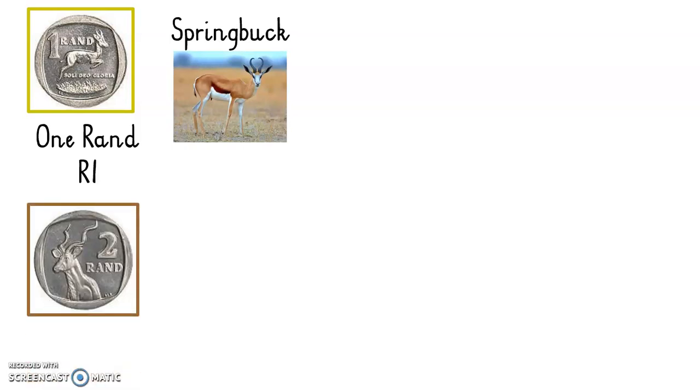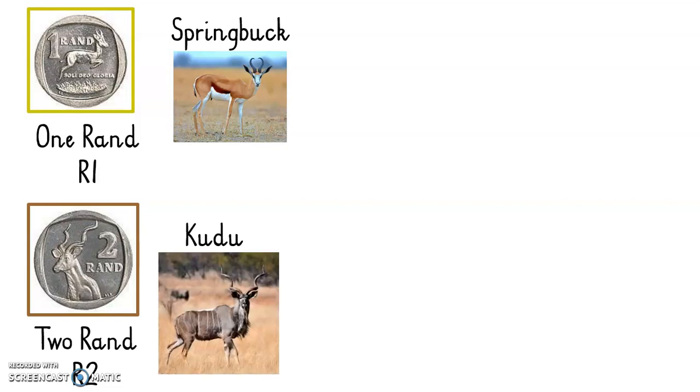The next coin we're looking at is a 2 rand coin. A 2 rand coin is slightly bigger than a 1 rand coin. It's also silver, and we write it like this, 2 rand, and the number 2 rand. The animal you see on it is called a kudu. A kudu is a much bigger buck than the springbuck.